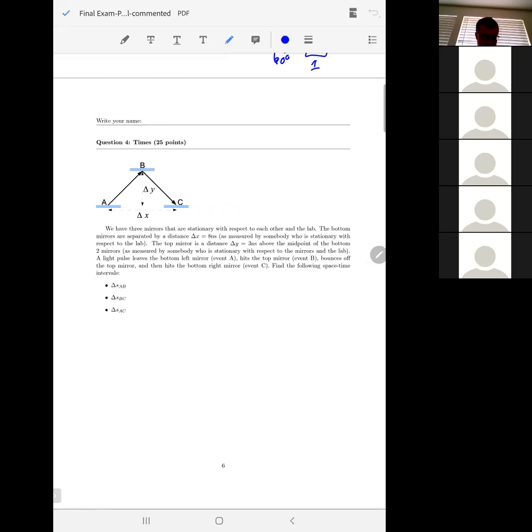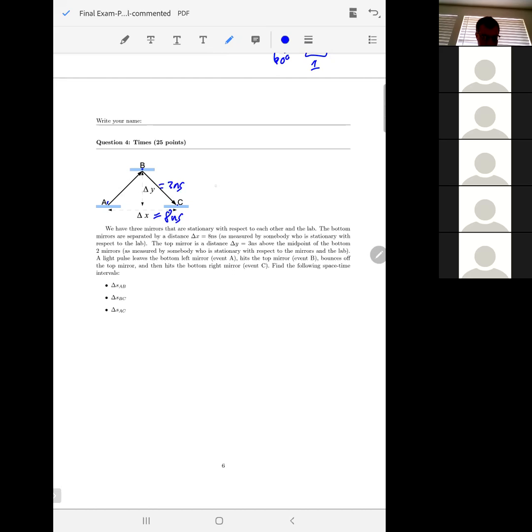Okay, so 3 mirrors that are stationary with respect to each other and the lab. And we are told what the horizontal spacing between the 2 bottom mirrors is, 8 nanoseconds. Delta Y is 3 nanoseconds. And light goes from A to B to C. And so we are asked to find all of the space-time intervals.